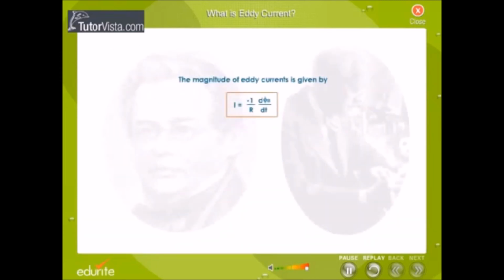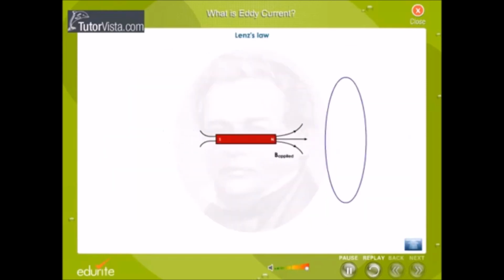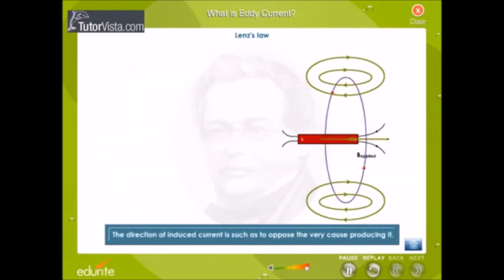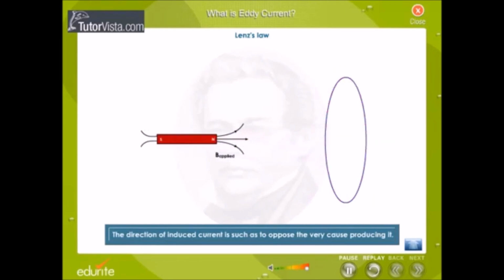The magnitude of eddy currents is given by I = -(1/R) dΦB/dt. The direction of eddy currents is given by Lenz's law or Fleming's right-hand rule. Lenz's law states that the direction of induced current is such as to oppose the very cause producing it.